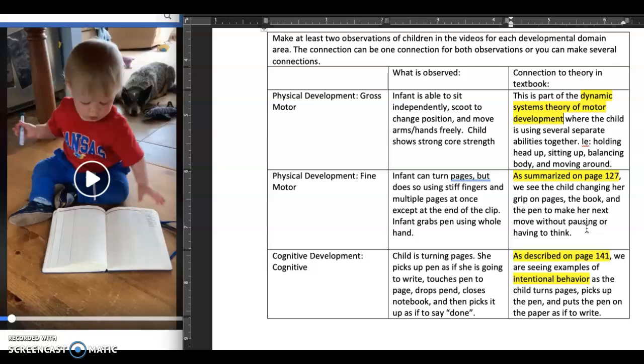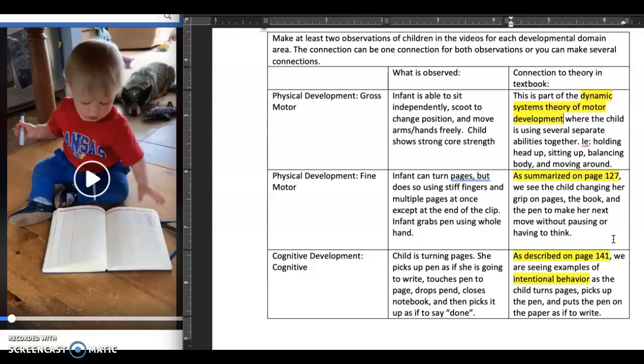So my connection is as summarized on page 127. I highlighted this for you, emphasizing my direct connection to the textbook. We see the child changing her grip on pages, the book, and the pen to make her move without pausing or having to think. Because that's what they say here in our textbook: between 8 and 11 months, reaching and grasping are well practiced.